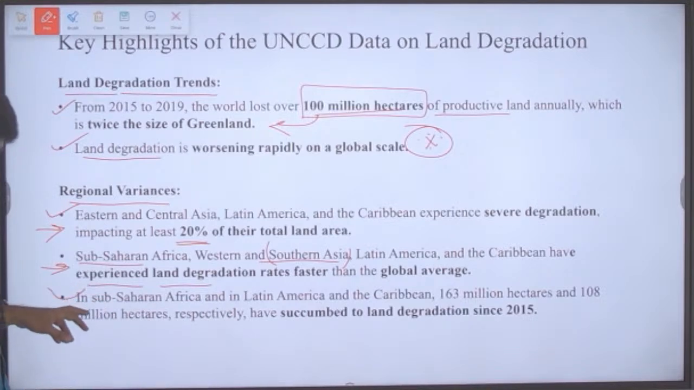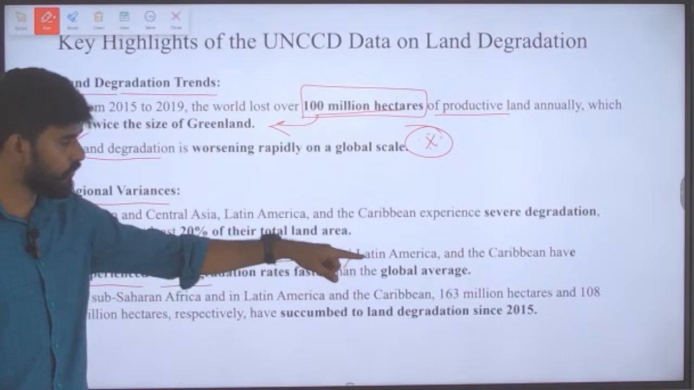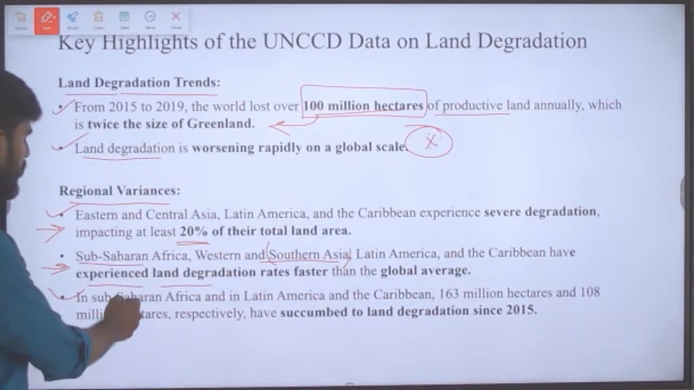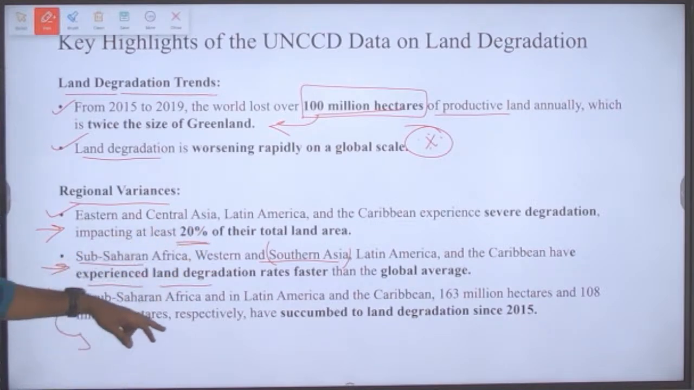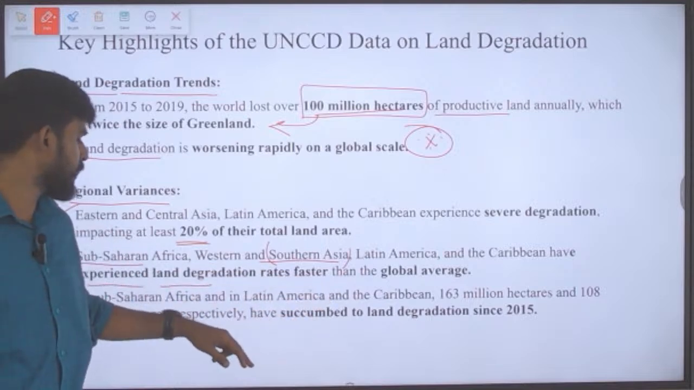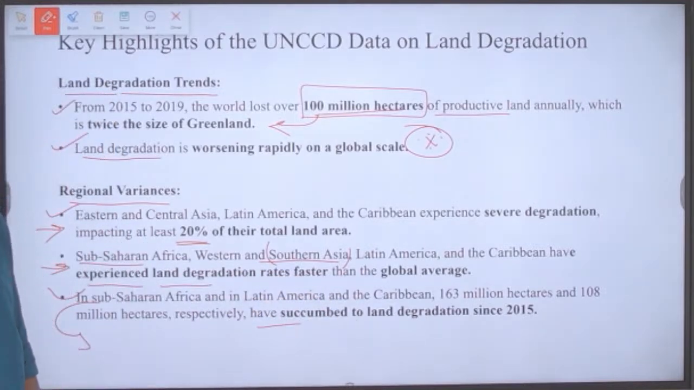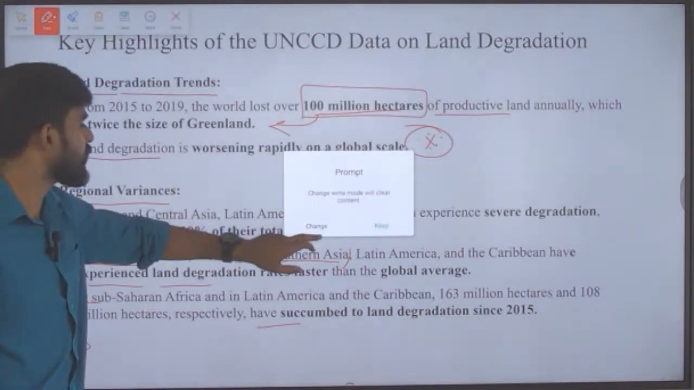Next, in Sub-Saharan Africa and in Latin America and Caribbean, 163 million hectares and 108 million hectares. Okay, 163 million hectares in Sub-Saharan Africa and then 108 million hectares in Latin America and Caribbean have succumbed to land degradation since the year 2015. These details, data are important.